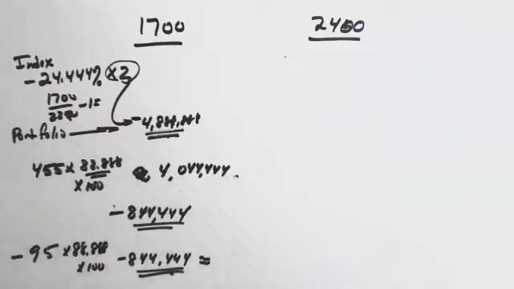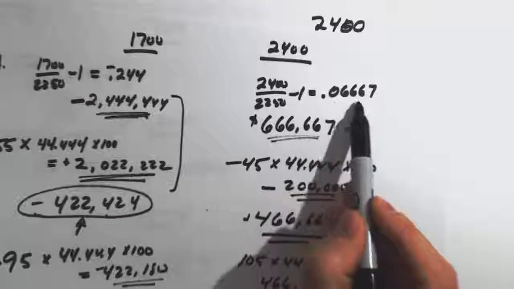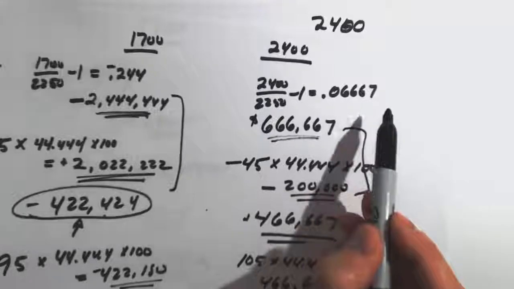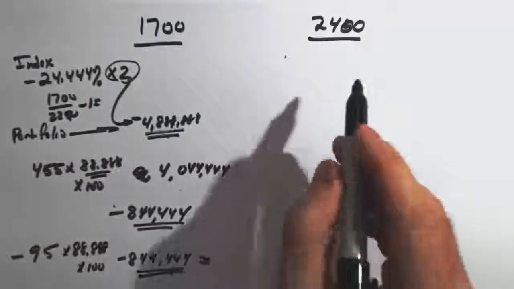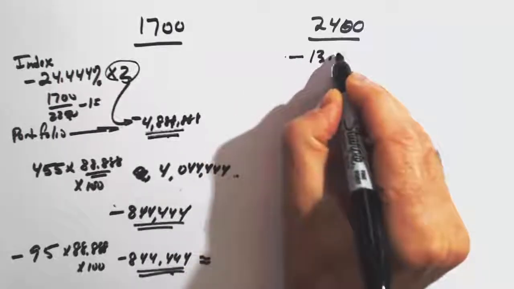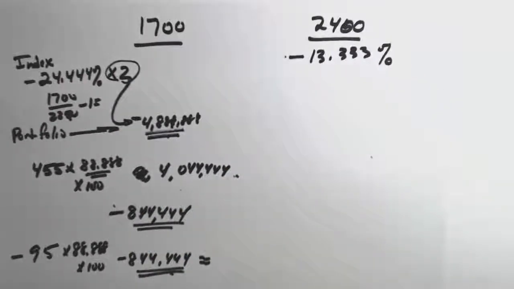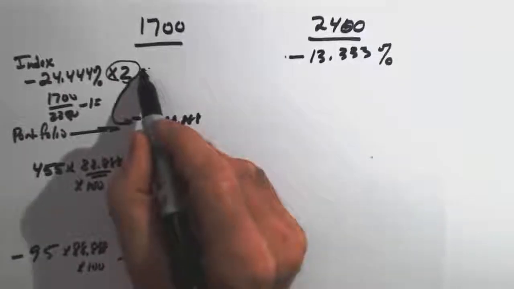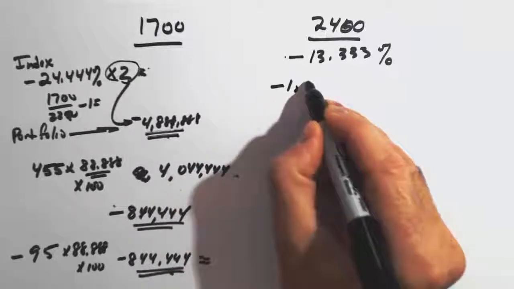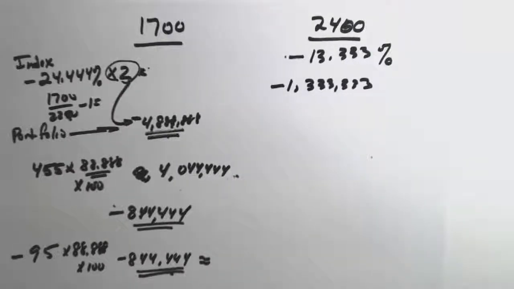Under the 2400 scenario, recall when we did the calculation, the index itself dropped by 6.66%, which means in this case our portfolio will drop 13.333%. Okay, so it drops twice as much because our portfolio has this beta of 2 here. So we lost 13%, which means our $10 million portfolio fell 1,033,333. So we lost $1.3 million on our portfolio.